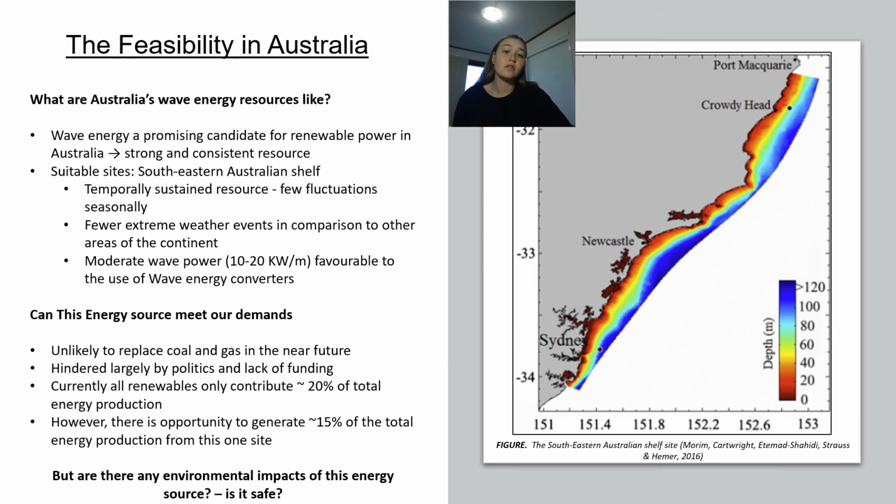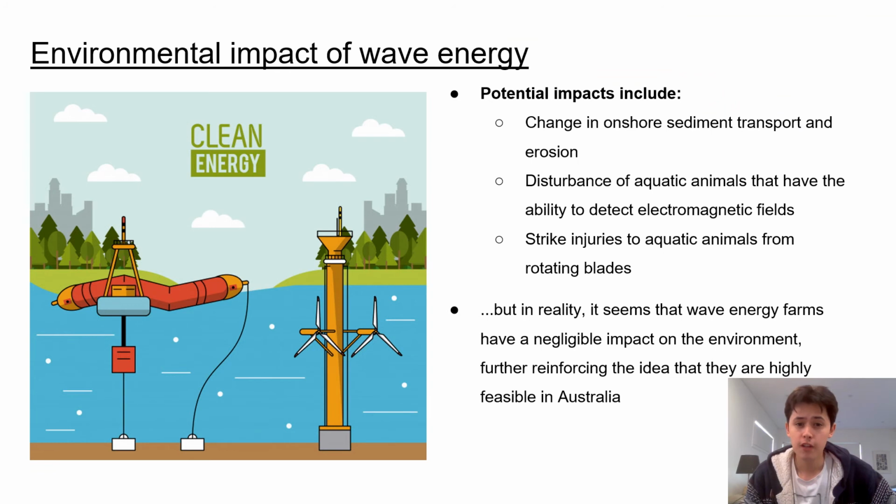But what about the environmental impacts of this energy source? Is it truly renewable and safe in comparison to fossil fuels? Coastal environments are very important marine habitats with high biodiversity. To evaluate the feasibility of wave farms in Australia, it is therefore important to determine if wave energy farms have deleterious impacts on coastal environments.